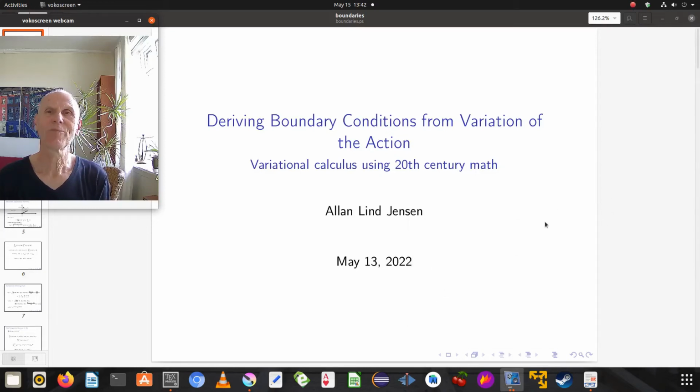Hi there. I would like to show you a simple and efficient way to calculate boundary conditions. They do require that you know the action of your system. But if you do, then it's very easy to use this method. And I'll show you using 3 examples.